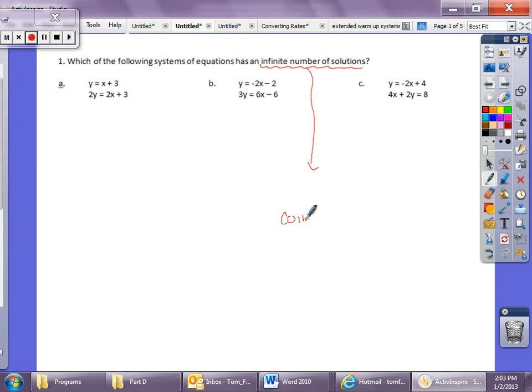So this will give us our coinciding lines, and these lines have to have the same slope and also the same y-intercept. So we're looking for coinciding lines which have the same slope and they also have the same y-intercept.